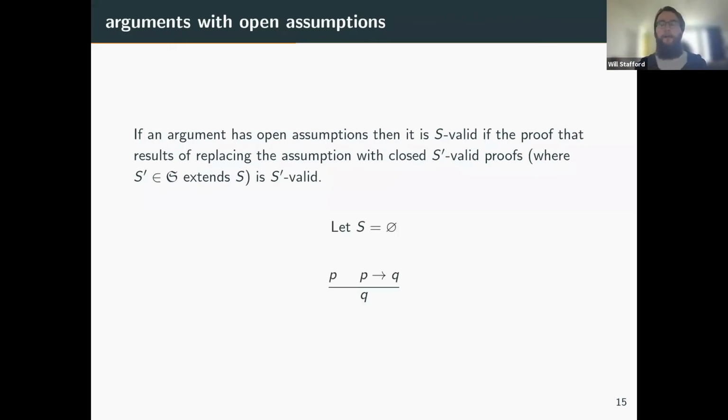So to give an example, let's say that we have this open proof where we are dealing with just modus ponens, but for atomic formulas here. And let S be the empty set. So that means we definitely can't prove either of our assumptions in S. What this condition tells us to do is to go and find some S prime where we can prove our assumptions. In fact, go and find every S prime where we can.